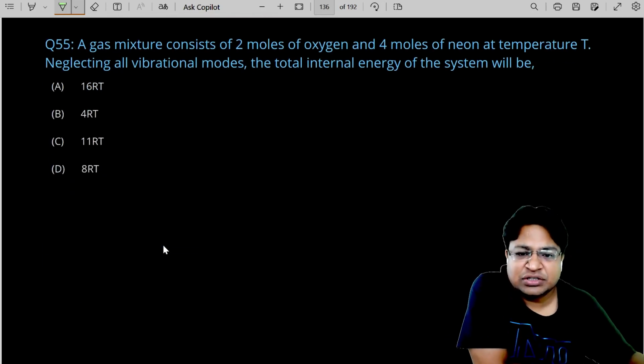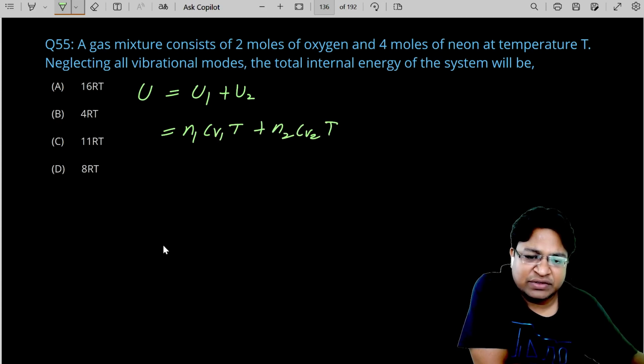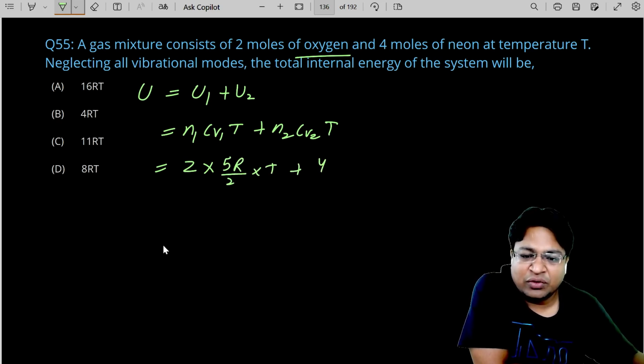A gas mixture consists of 2 moles of oxygen and 4 moles of neon at temperature T. We have to find out the total internal energy. So total internal energy can be given as U1 plus U2, which is n1 Cv1 T plus n2 Cv2 T, and that will give us the answer. Now the number of moles of oxygen is 2. Oxygen is a diatomic gas, so Cv will be equal to 5R by 2. Similarly, n2 is given to be 4, and neon is a monatomic gas, so we will have 3R by 2 into T. So this becomes what?